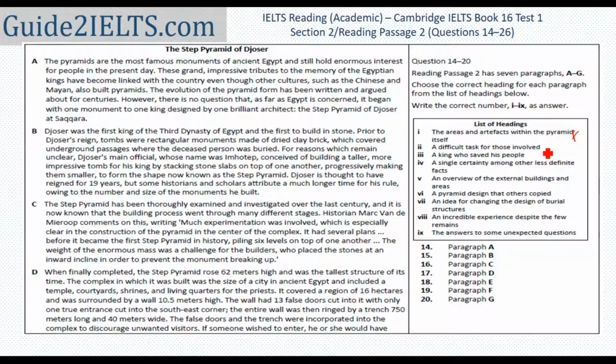Difficult task for those involved, no. King, no. A single certainty among other less definite facts. Well, there is no question that. So this is a certainty. Is it about less definite facts as well? Well, it says the evolution of pyramid form has been written and argued about for centuries. So there is a lot of argument about where pyramids came from and stuff like that. Could this be the one? It could be, but I would need to eliminate all others to be sure about this.